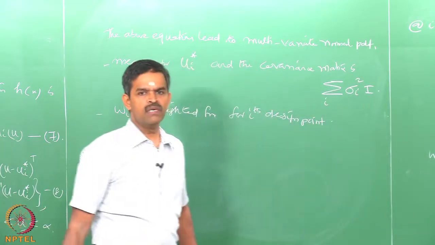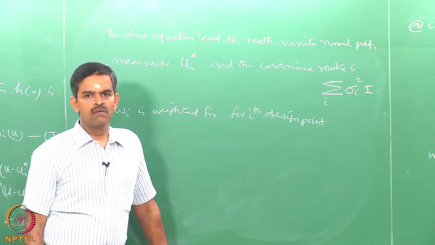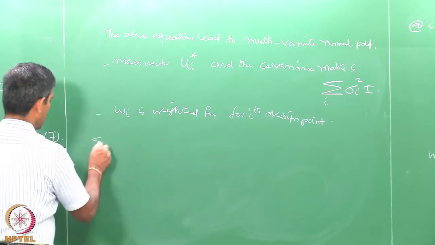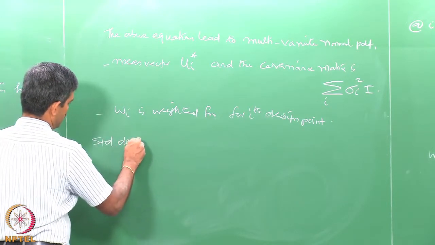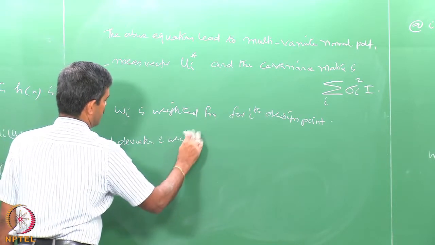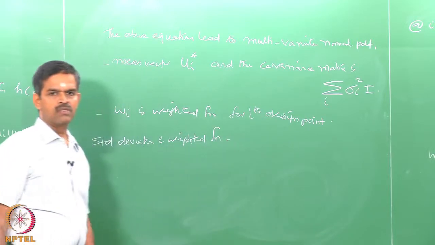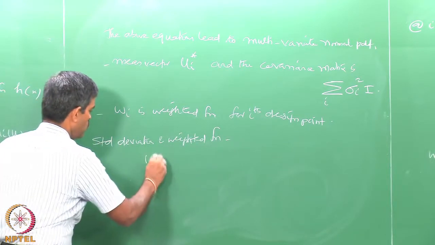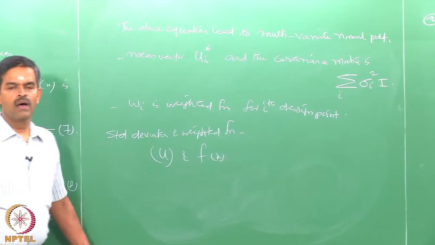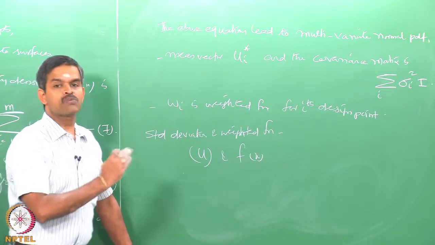The standard deviation and the weights of this particular equation will be chosen such that now the standard deviation and the weighted function, because that is now the problem, should be chosen such that u and f of x in the failure region are as close as possible.